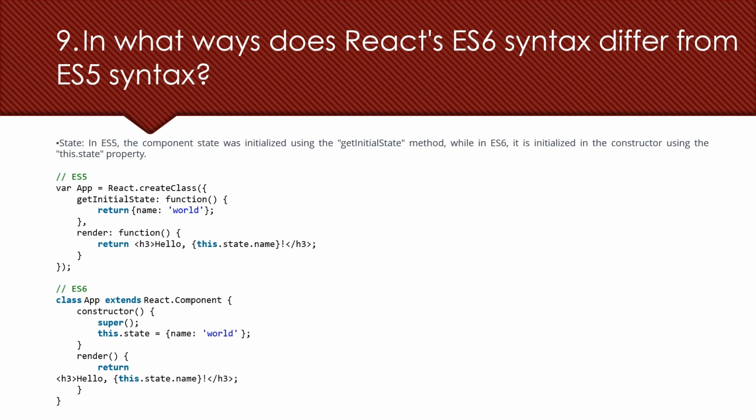The other thing is related to state. In ES5, the component state was initialized using the getInitialState method, while in ES6 we initialize it in the constructor using the this.state property. So in ES5, the syntax is the same, like variable App equal to React.createClass. We get this getInitialState function, and here we define it and return world as its value. So it will print like Hello, this.state.name, so it will print Hello world as the property name. While in ES6 we define it inside the constructor. The value is the same, this.state equal to name world. It will also print Hello world. So the output will be the same, there is only a change in the syntax.